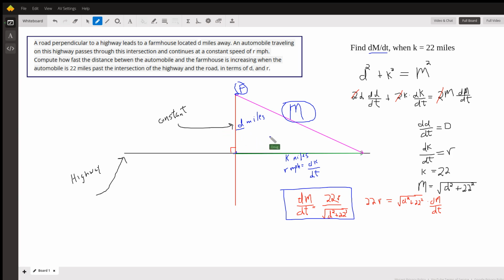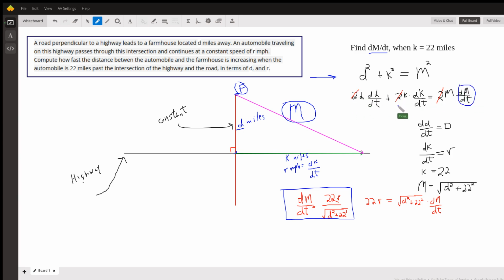D squared plus k squared equals big M squared. And remember that d miles is a constant. It's not changing. That distance is constant, so we could say that dd dt is equal to 0. So if we implicitly differentiate this relationship with respect to time, 2d dd dt plus 2k dk dt equals 2m dm dt. And this is what we want to isolate.